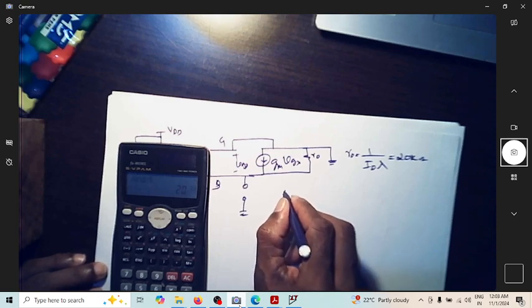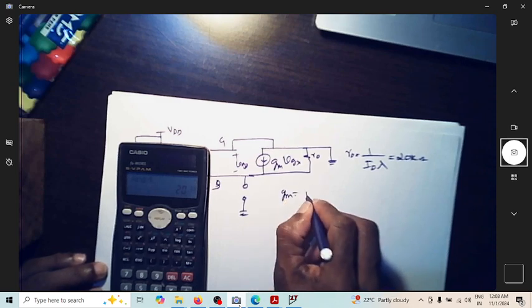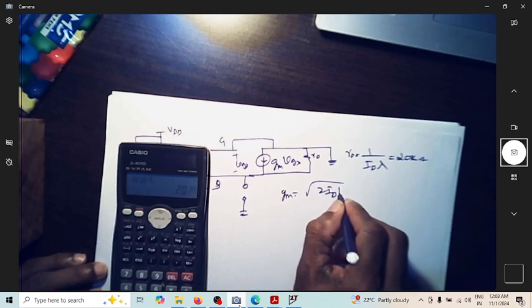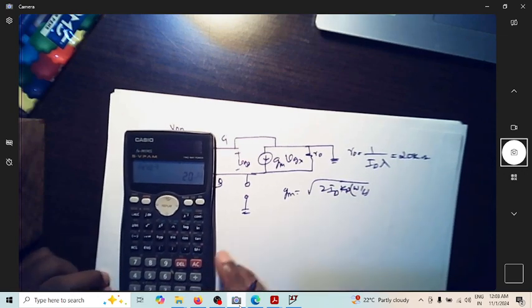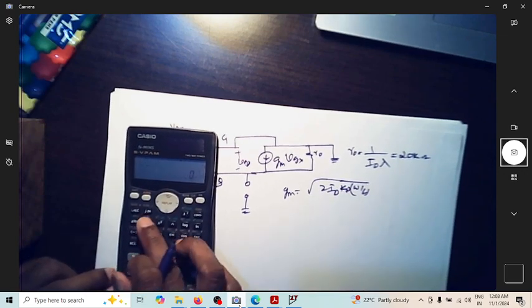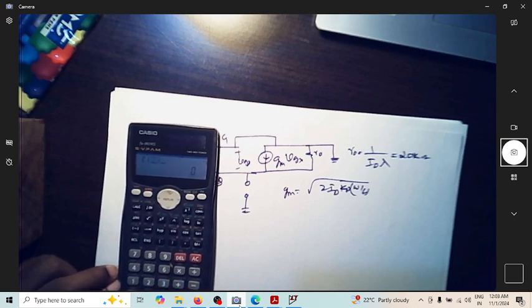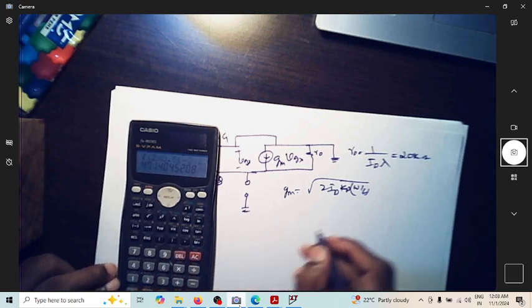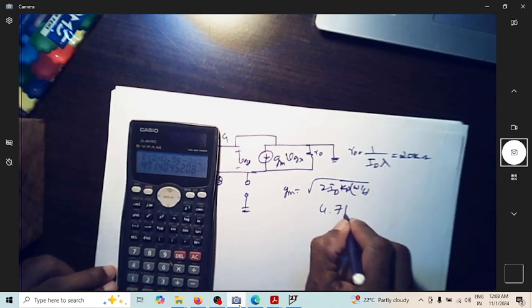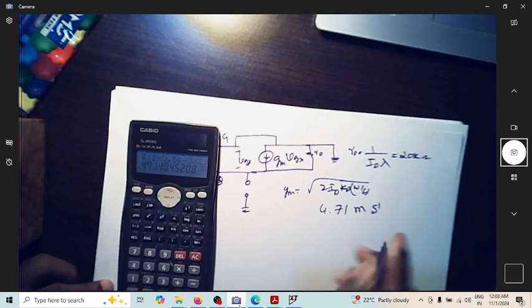How about GM? It is under root of 2 ID Kp into W by L. So ID is 0.5, under root of 2 into 0.5 exponential minus 3 into 200 exponential minus 6 into 20 divided by 0.18, close. It is now 4.71 millisiemens.